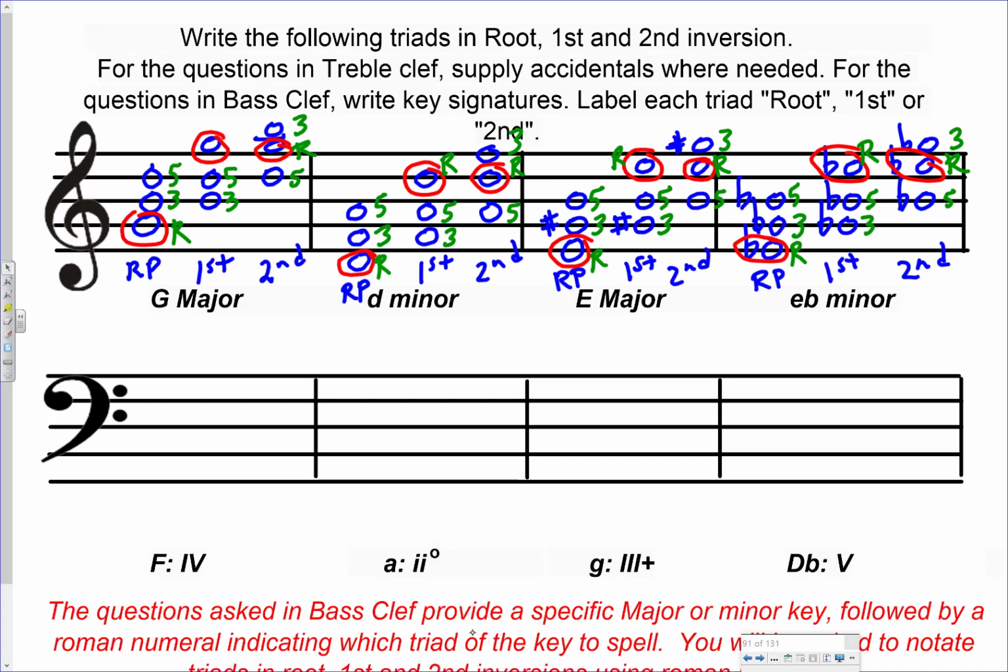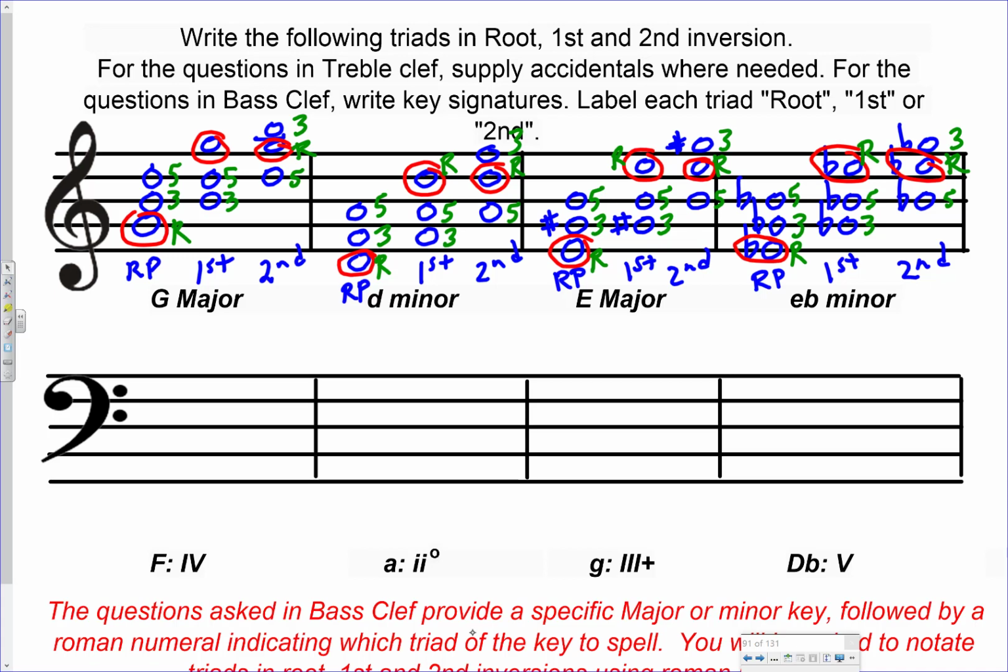Okay, let's move on to bass clef. Let's reread the directions carefully. Write the following triads in root, first, and second inversion. For the questions in bass clef, write key signatures. Label each triad as root, first, or second.